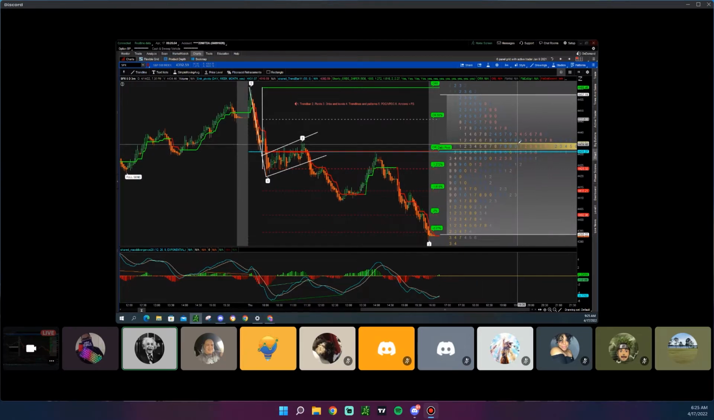I know I added a TPO for the purposes of showing you, but TPO is really, really powerful. For instance, you see here, it never crossed this TPO area. Look how well it rejected. It almost worked perfect. And here it almost created a double top.